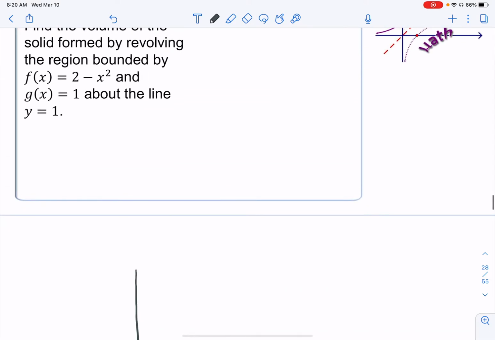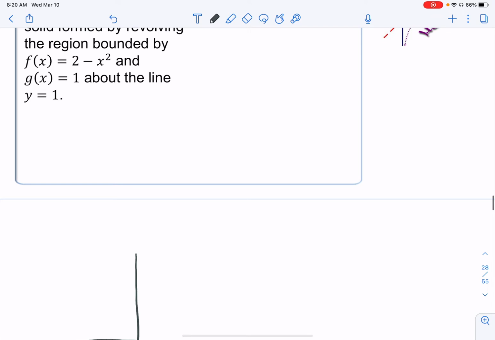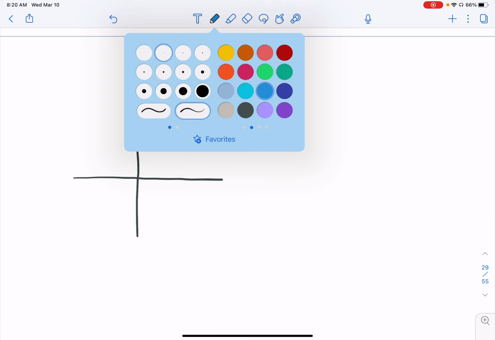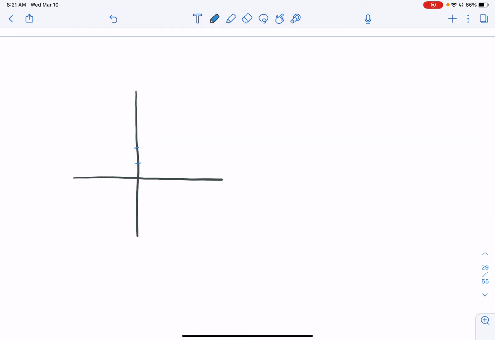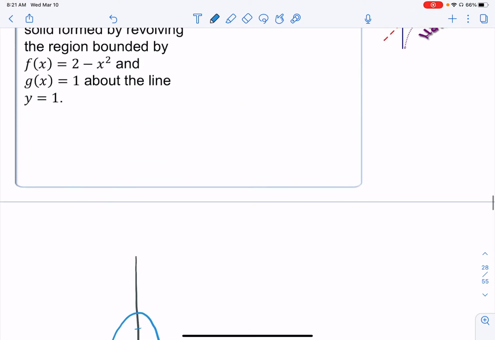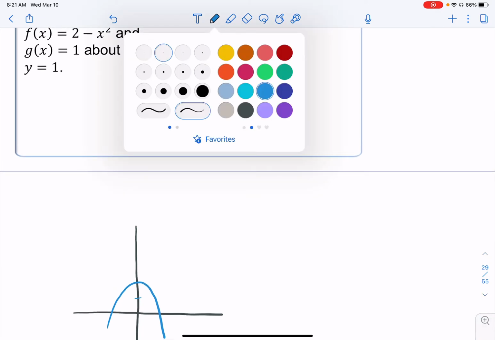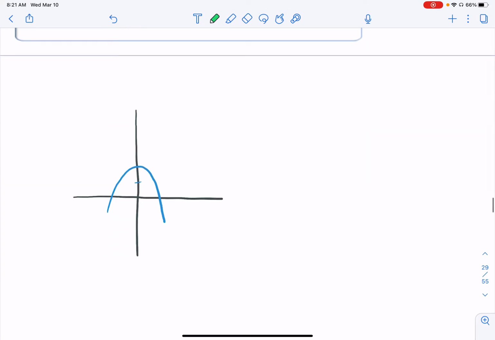Just got to have a sketch, right? Just sketch out something. And we've got a parabola. It is 2 minus x squared, so it's upside down. It's up 2. And y equals, or g of x equals 1, is going to be this line that's right there. So here's our plane region, this shape.